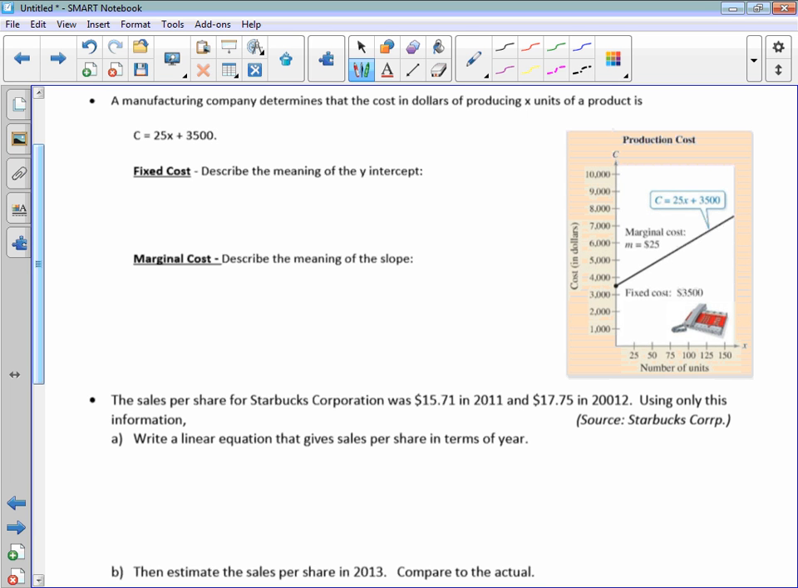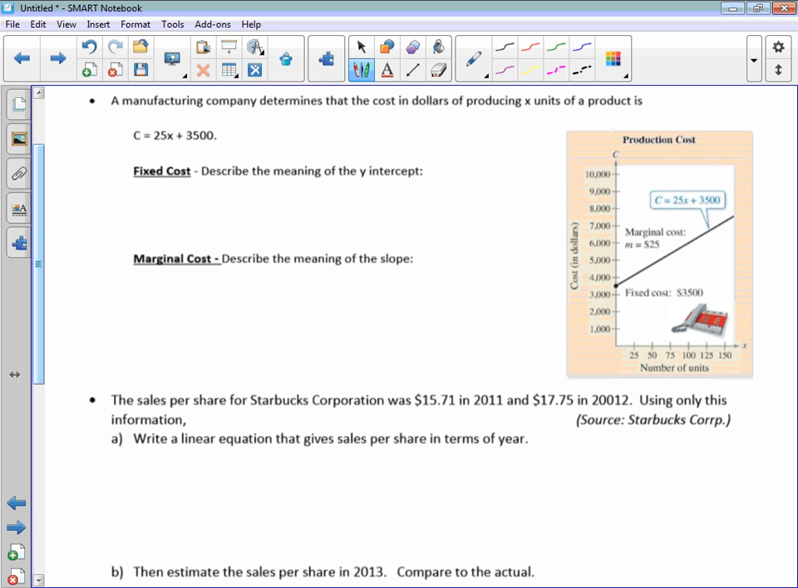All right, guys, let's get to this last page of notes. Not too much left. Okay, so we are back to a manufacturing company now. They've got this cost equation: cost equals 25x plus 3,500. We are now going to explain what the numbers in this equation mean. A fixed cost describes the meaning of your y-intercept. For us, the y-intercept is 3,500 this time.